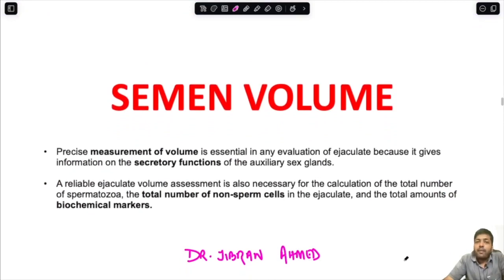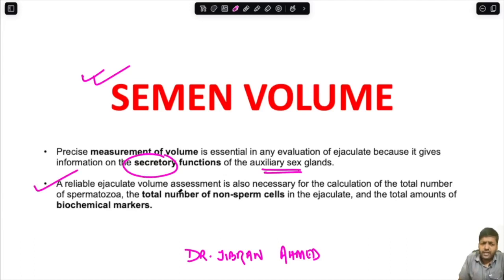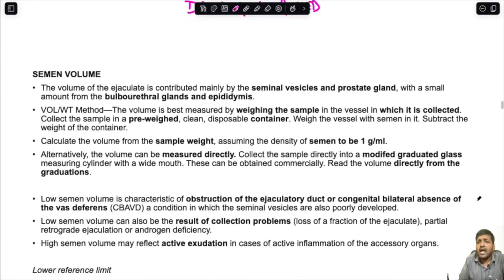The next important parameter that we are going to see is the ejaculate volume, that is the semen volume. Precise measurement of the volume is essential in any evaluation of ejaculate because it gives information on the secretory functions of the accessory sex glands, that is the seminal vesicles and the prostate gland. A reliable ejaculate volume assessment is also necessary for calculation of the total number of spermatozoa, the total number of non-sperm cells in the ejaculate, and the total amounts of biochemical markers. These are important uses of calculating the semen volume, and this will be asked in the exam.